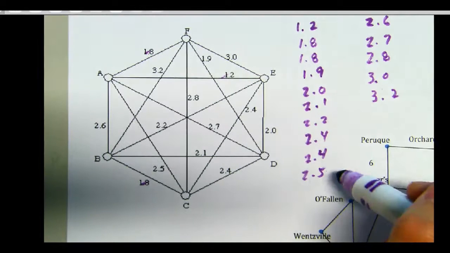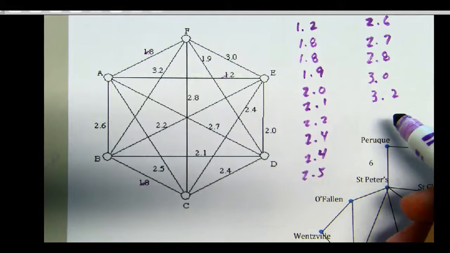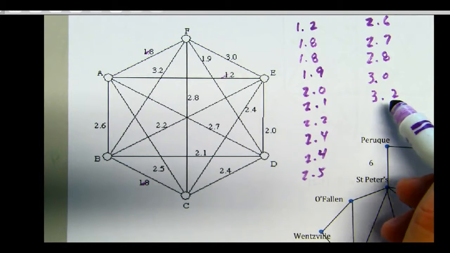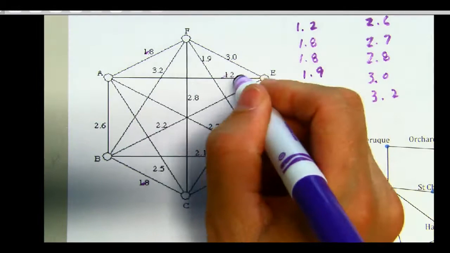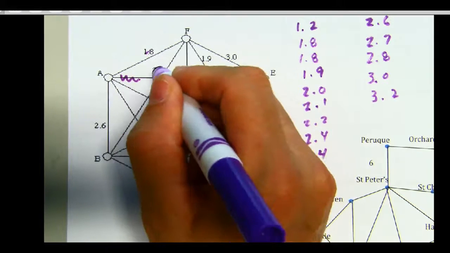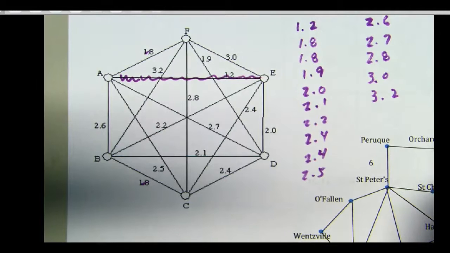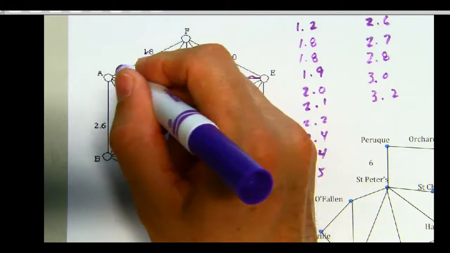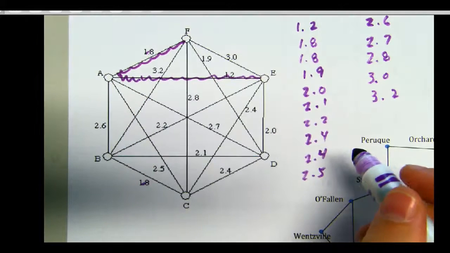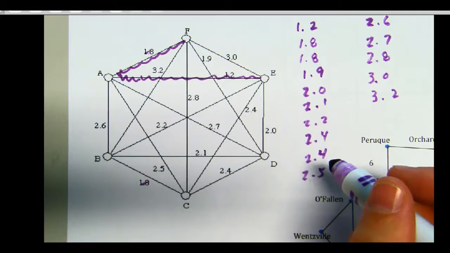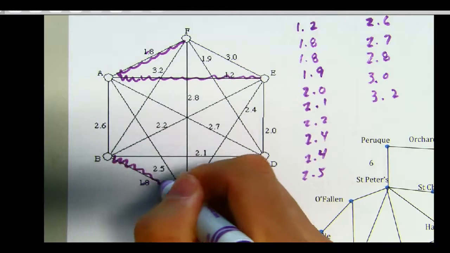So this is the listing that I have of all these out. I did this previously, so I just wrote them down. But this should be the order that I go ahead and deal with. So if I start with the 1.2, the 1.2 is this one all the way across. So that's my starting edge. Then I'm going to go to the 1.8. And remember, you do not make a circuit. I don't have that problem yet, but it will probably come up here in a second.